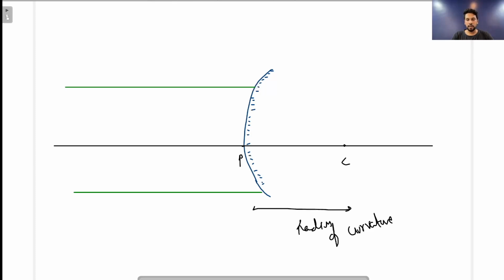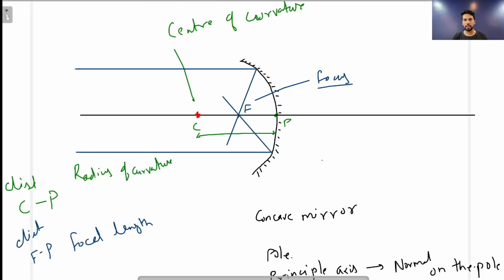Now you should know that a convex mirror is a diverging mirror. It diverges the light, whereas a concave mirror that you are seeing here is a converging mirror. It converges the light to the focus.